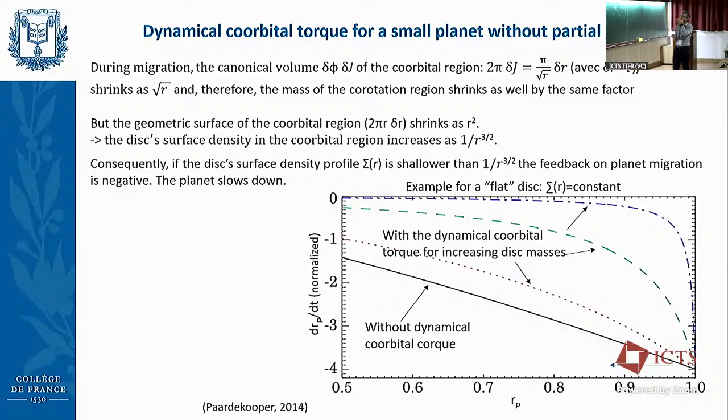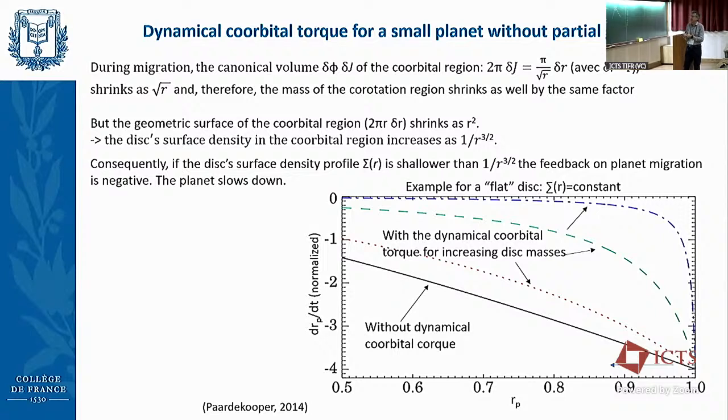There is no viscosity in the disk, and as you increase your total disk mass, the effect of this dynamical co-orbital torque becomes stronger and stronger. And as you can see, this slows down the planet. In particular, if the disk is massive, the planet moves a little bit, but then its migration rate drops to a very small fraction of the initial migration rate. So this is a very effective way to slow down the migration of planets.